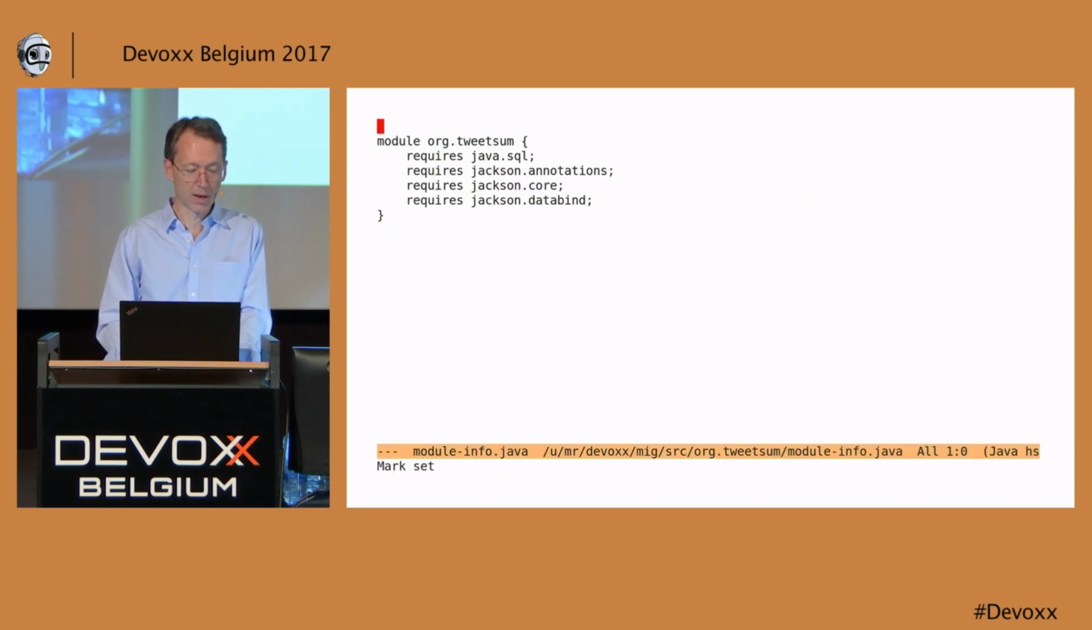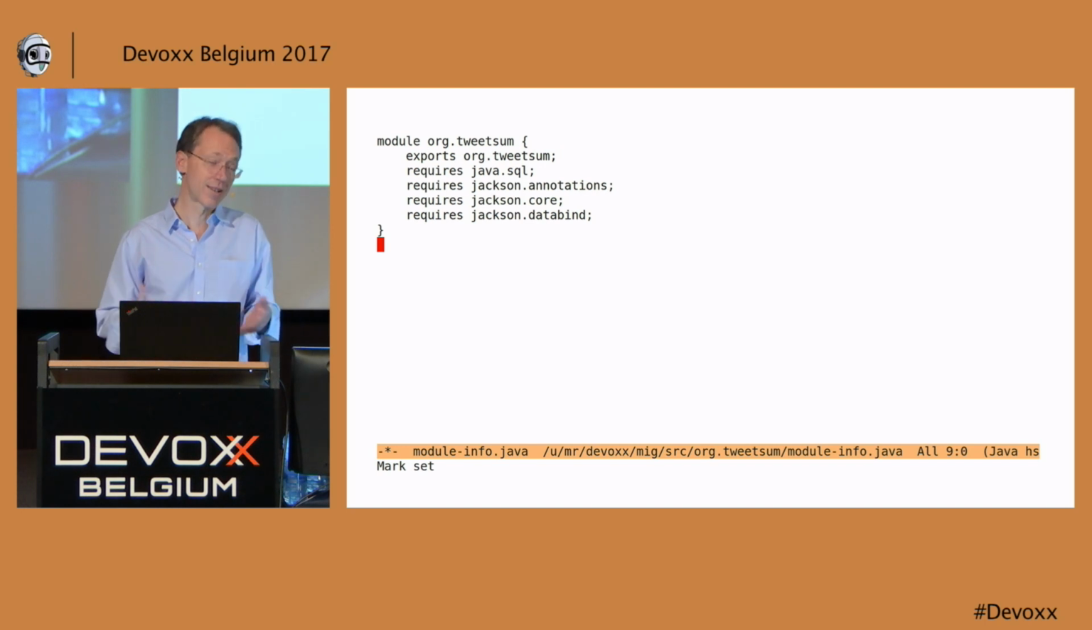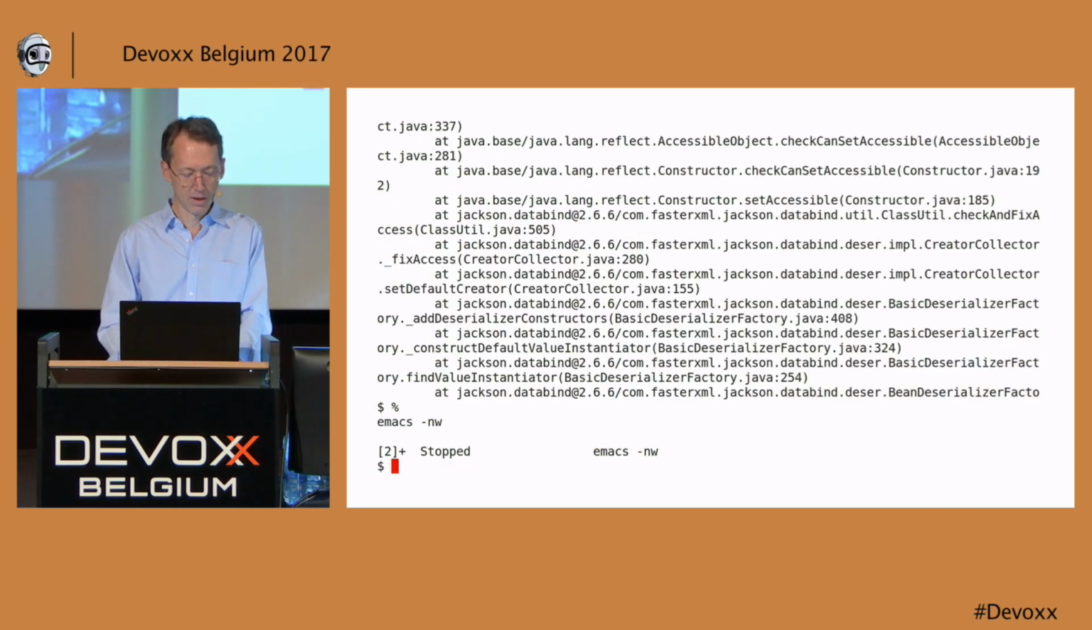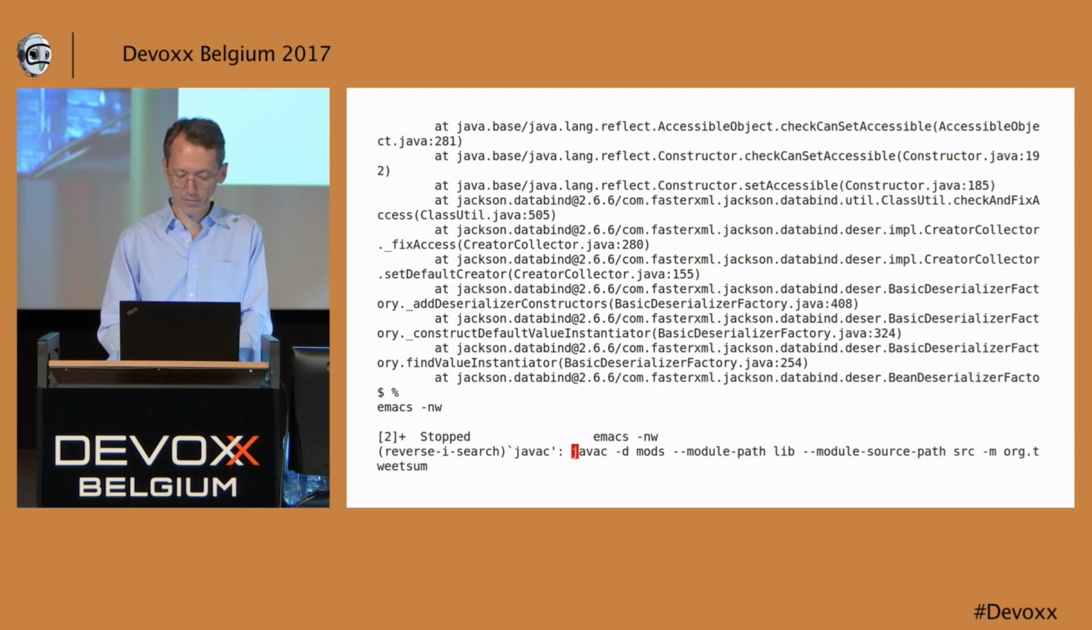So what can we do? Well, all right, let's try exporting, even though it's not an application. This isn't an API, but we'll export it, and that should make it accessible to the Jackson data binding library. So let's compile this again.